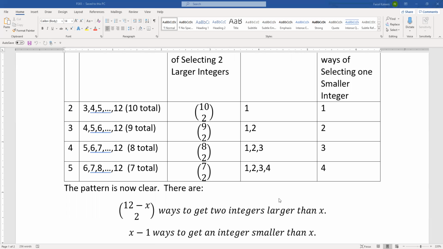And then for the smaller, it's even easier to see, because when x is 2, there was one way of selecting a smaller integer. When x is 3, there was 2 ways of selecting a smaller integer. So the ways of selecting a smaller integer seems to be one less than whatever x is. So x minus 1 ways to get an integer smaller than x.